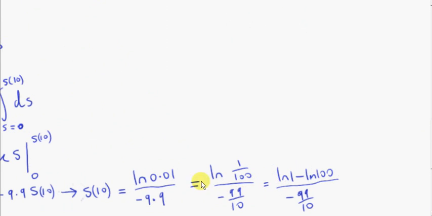Well, if you want to be fancy, I'll just rewrite 0.01 as 1 over 100. ln of 1 over 100 is ln 1 minus ln of 100. ln of 1 is 0, so we get minus ln 100 on top, and we have minus 99 over 10. So when we divide this by minus 99 over 10, it's the same as multiplying by 10 over 99. So minus signs go, and we get the required form.